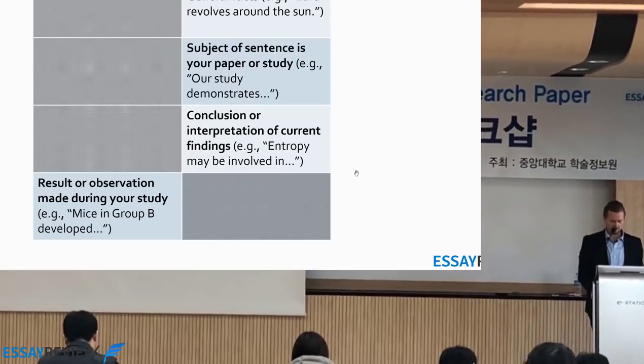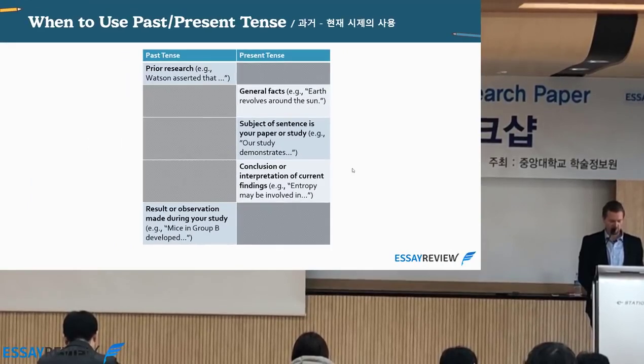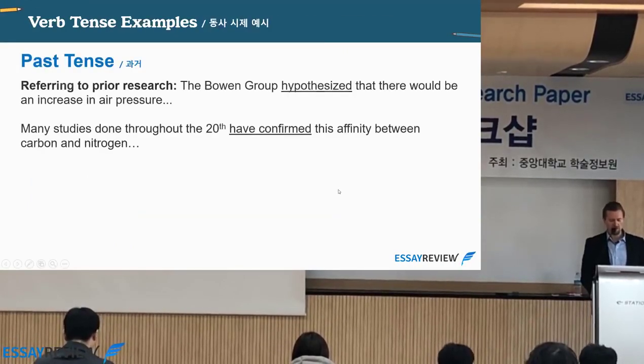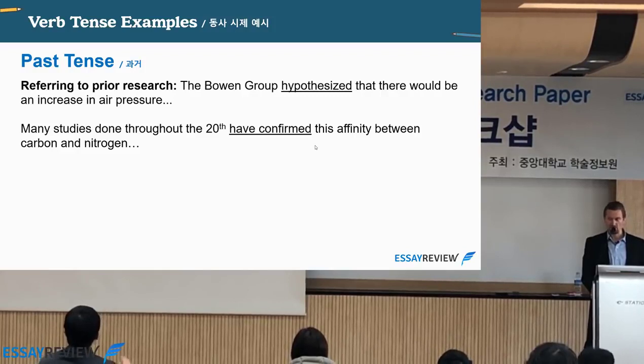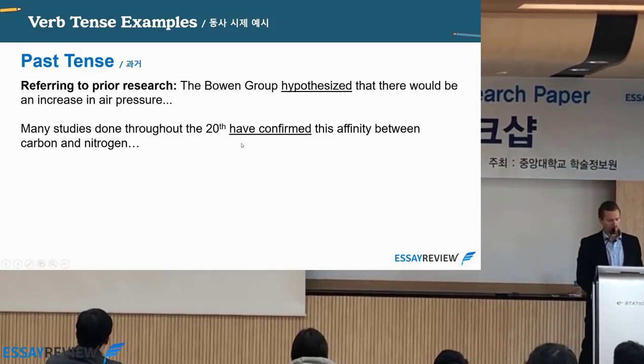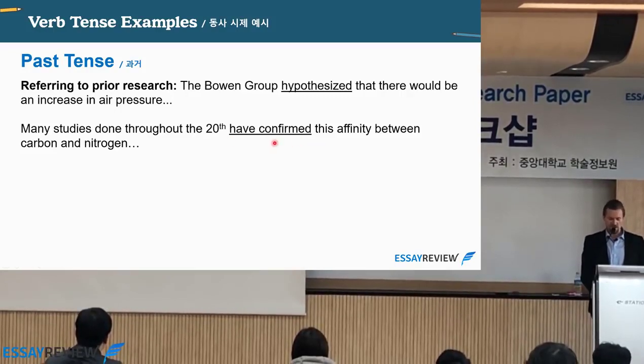So let's see some more examples. Use past tense when referring to prior research. "The Boeing group hypothesized that there would be an increase." This actually depends on if you're using APA or other. I believe for AMA and APA, you will use past tense. MLA, you will use present tense when discussing other works. "Many studies done throughout the 20th century have confirmed this affinity between carbon and nitrogen." Right? Studies have confirmed.